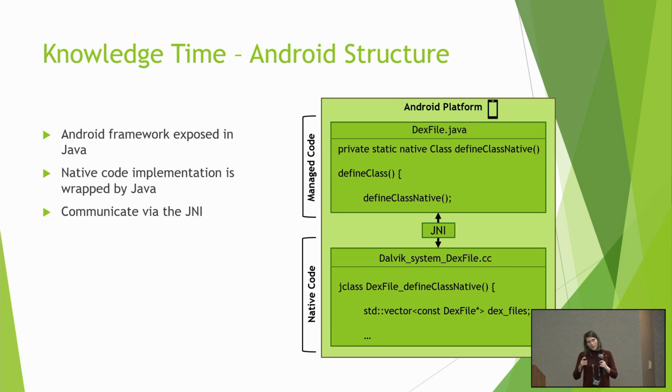So you have your Java code that exposes to application developers, and you have your native code that is working on the back end. And the way that native code and managed code actually communicate with each other is through something called the JNI, or Java Native Interface. If you remember, I said that the dex file was extremely important to remember during this talk. Dex for Dalvik executable. JNI is another one. This is our Java Native Interface. This is our bridge between native code and managed code.